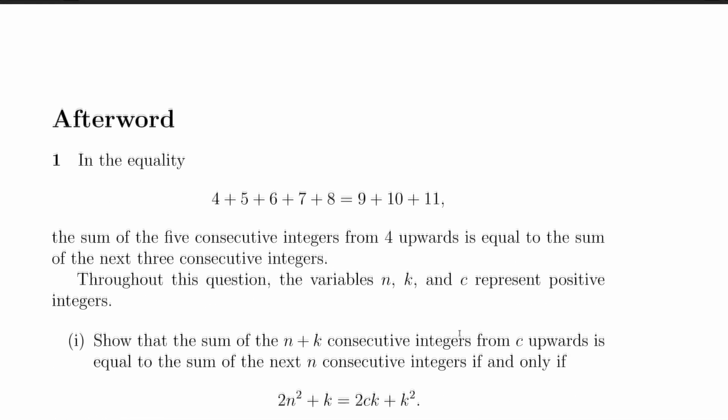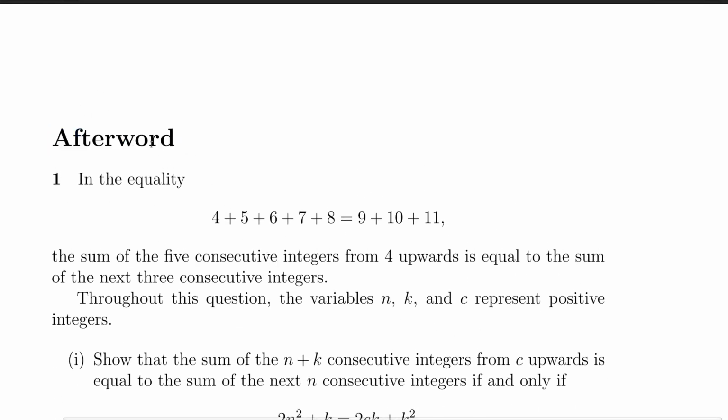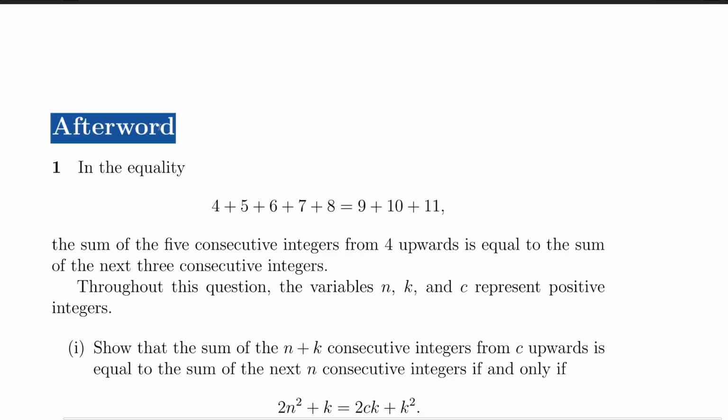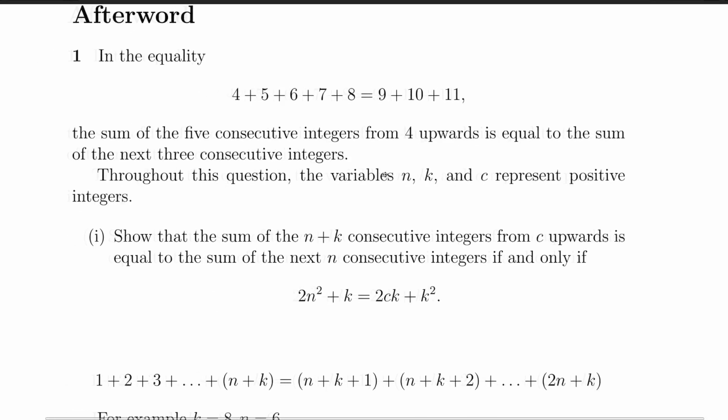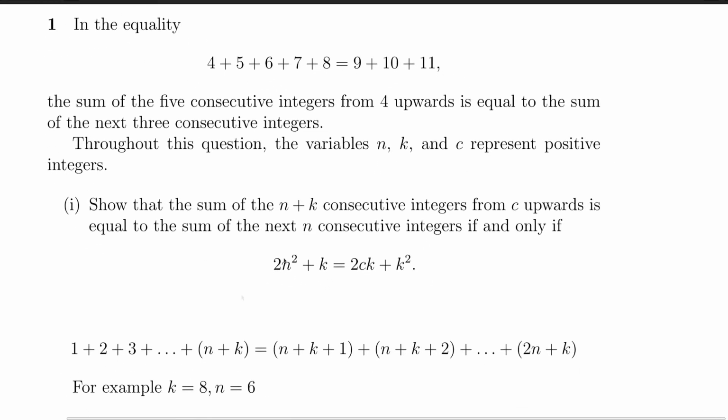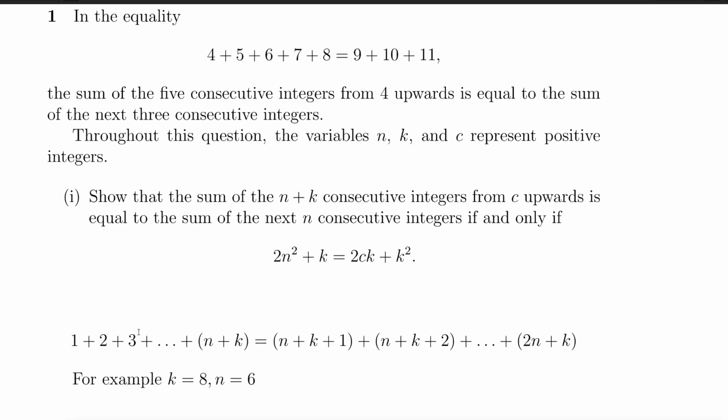Oh yeah, I do also want to say, I have this section on afterword. So if we consider what this question was actually trying to tell us, because STEP questions are always trying to teach us something, in my opinion. The last part was just talking about when c is equal to 1, right? So they talk about the sum of the n plus k consecutive integers from 1 upwards being equal to the sum of the next n consecutive integers. So that would be something like this, right?